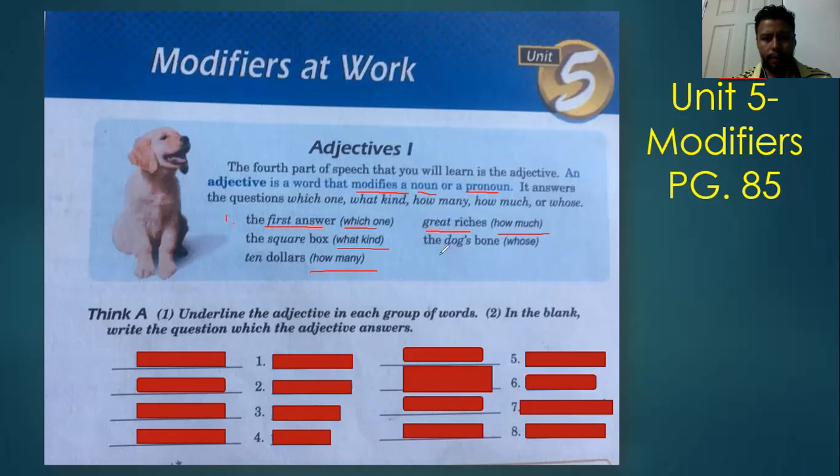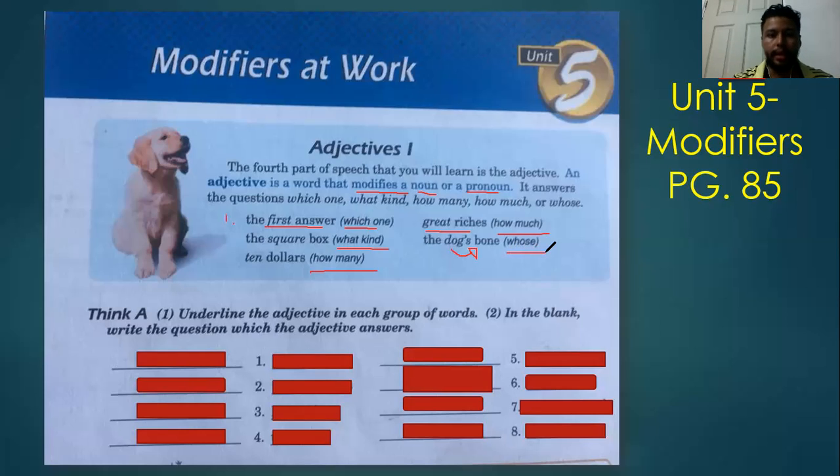And the last one, the dog's bone. This refers to the fact that the dog has something. In this case, it is the bone. Remember, something that whose? They are chewing. And it's whose? De quién, right? Whose in Spanish is de quién.